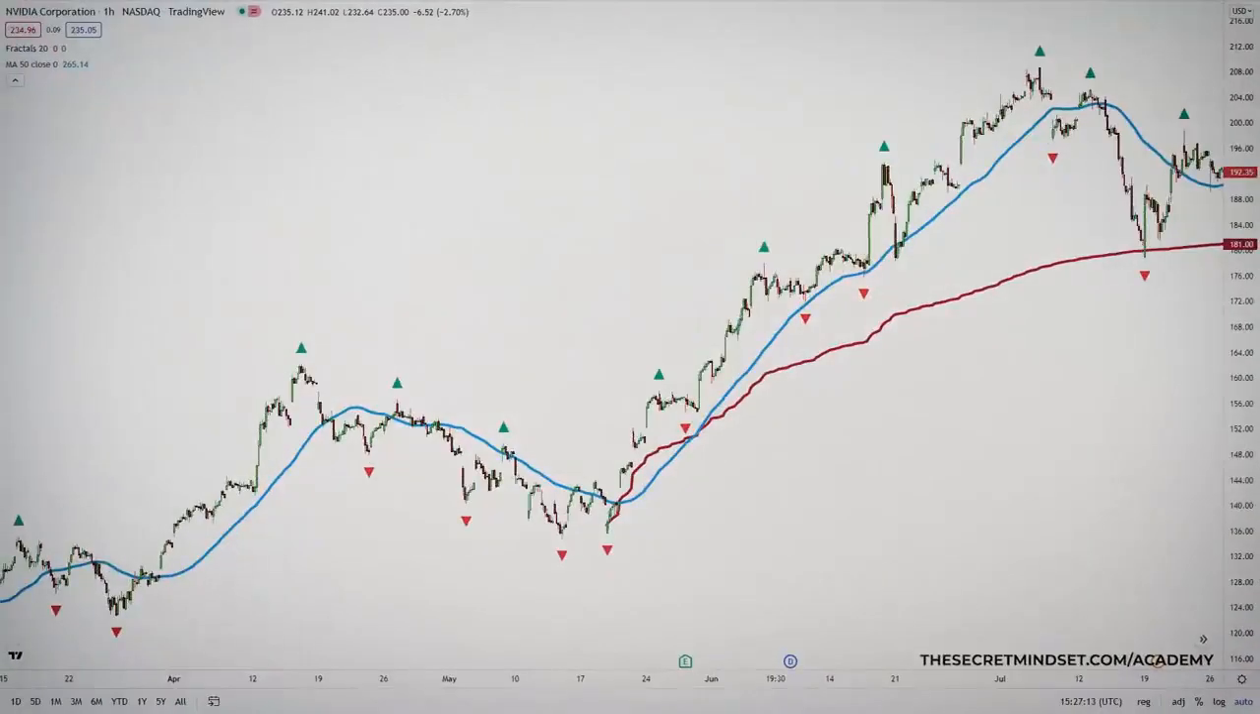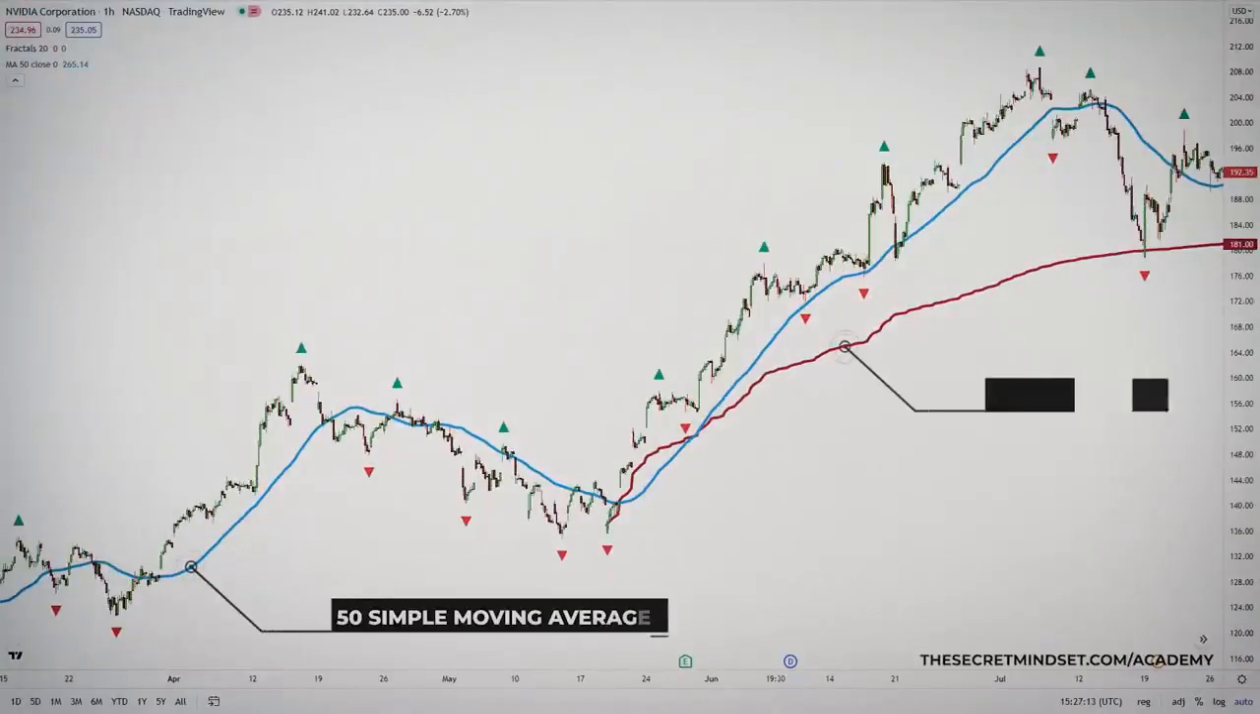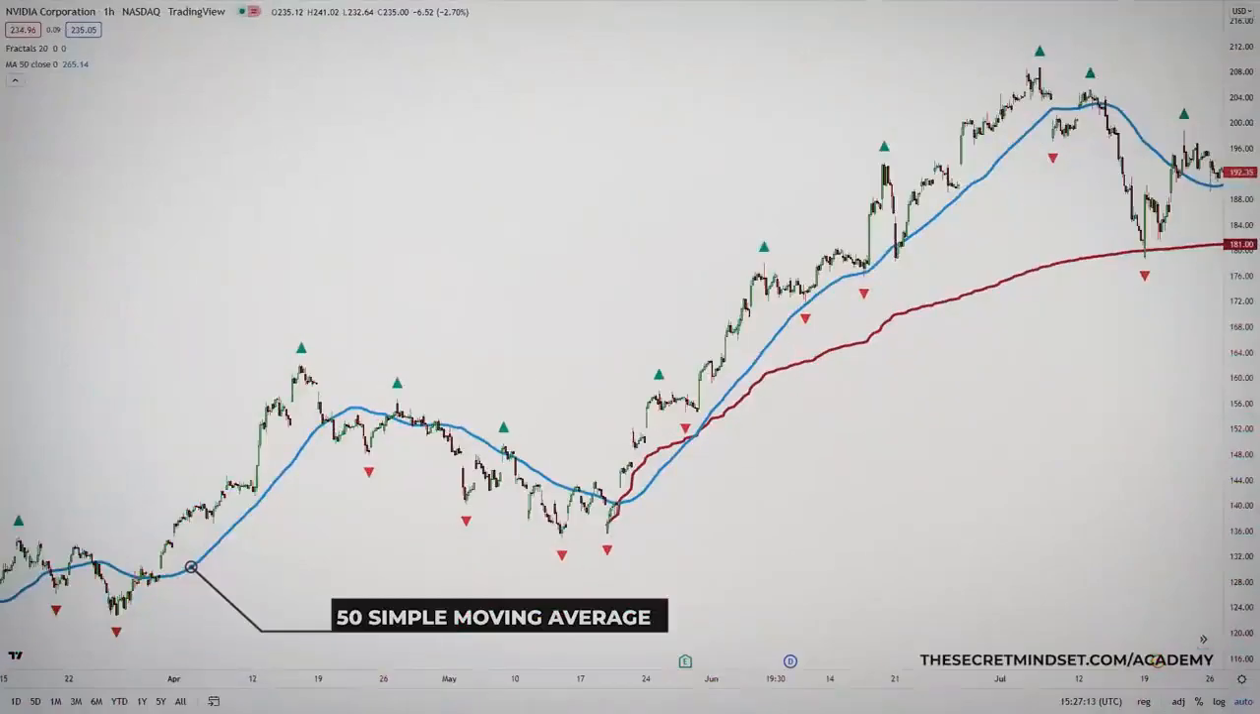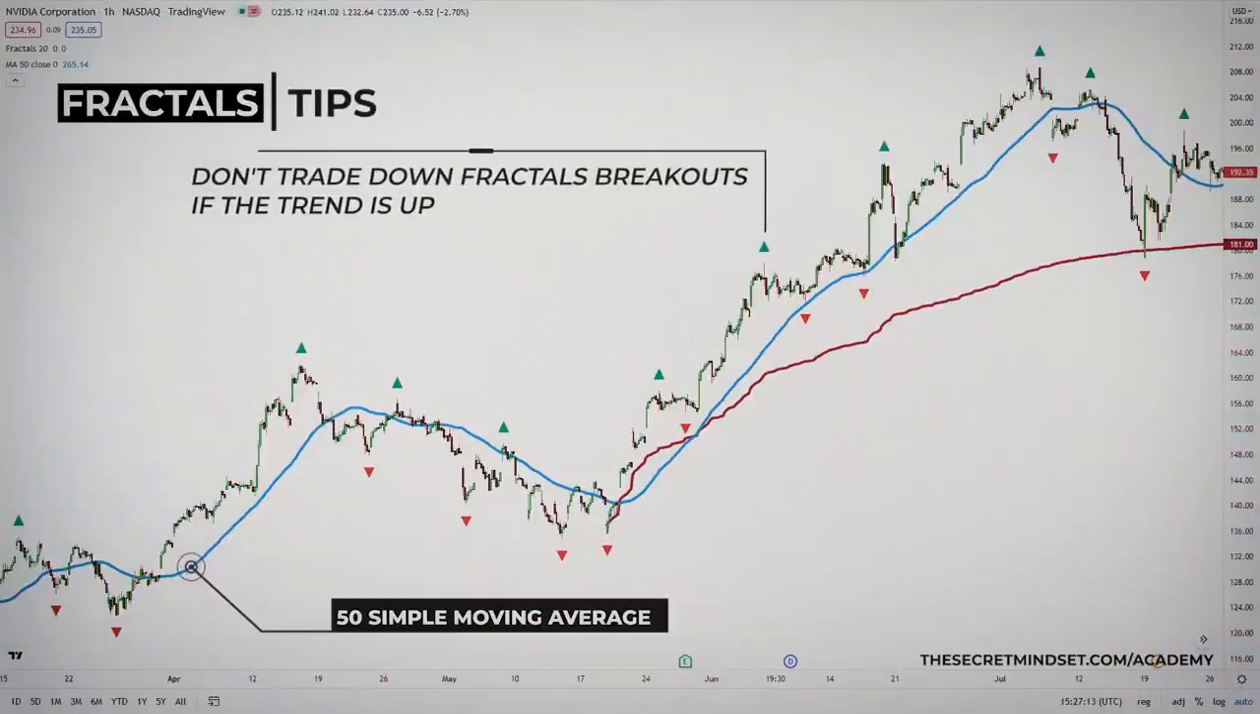Another way to use fractals is with a moving average or with anchored VWAP. I've talked about the power of this indicator in this video. Adding a dynamic level of support and resistance allows you to stay on the right side of the trend. For example, if you get a fractal that forms in the other direction of the trend, you simply ignore it, at least until the moving average or the VWAP tell you it's time to go in that direction as well.